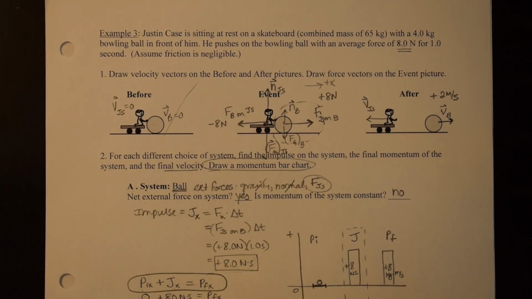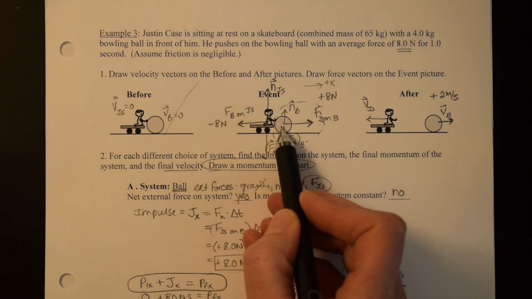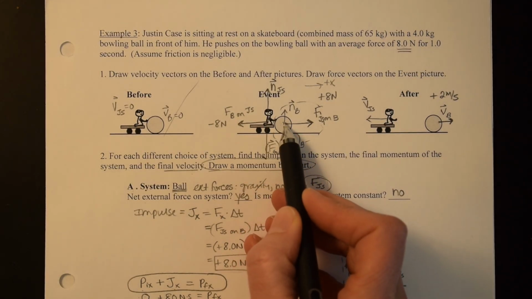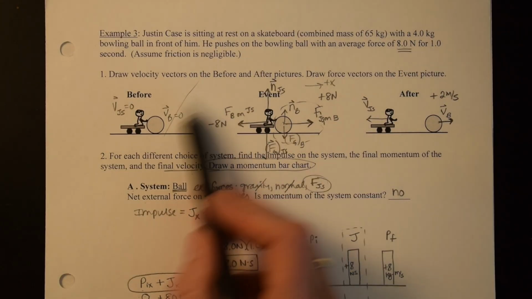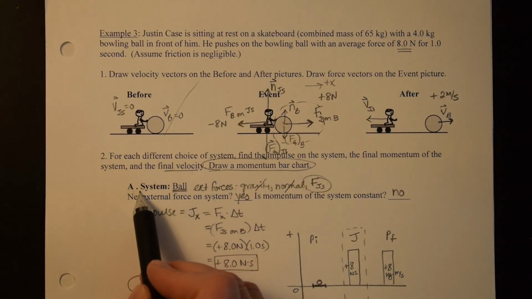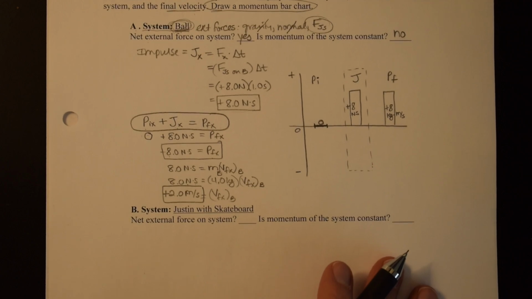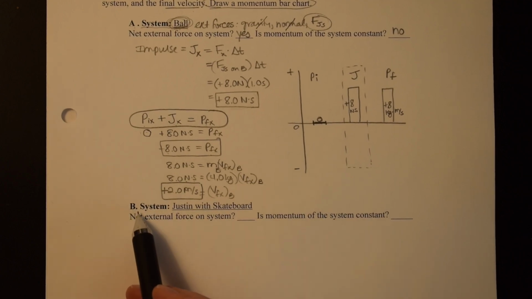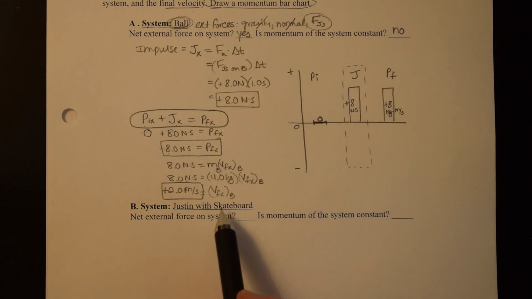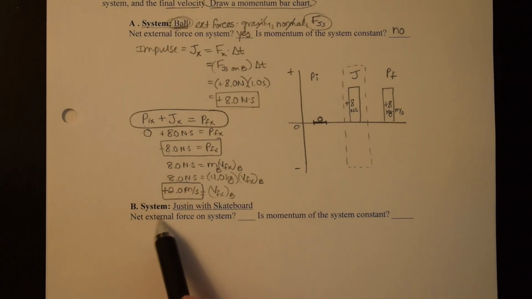After that, we began example 3, where our friend Justin Case is on a skateboard. He pushes on a ball. Because of Newton's third law, we know the ball pushes back on him. And we analyzed this for the system definition of just the ball. What we're going to do today is two more different systems. We will define the system as Justin with the skateboard, and then in part C we will define the system to be the ball and Justin with the skateboard. So we're going to put all of those objects into the system.